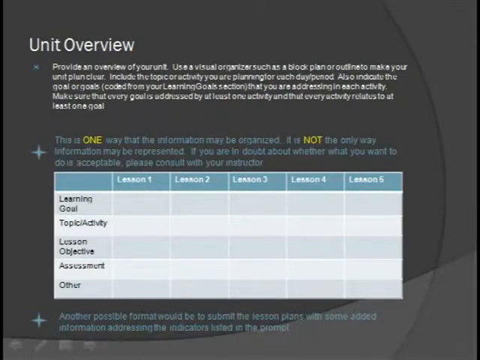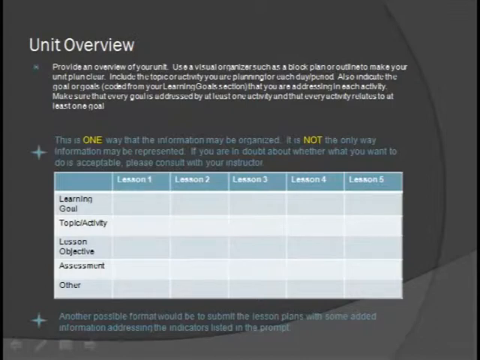All right, in the overview, the idea is to, once again, arrange things in a way that is visually clear. And if you look at this, it's not all that different from what you would find in a typical lesson planning book that you would find in most schools. Except it has the learning goals and the topics and activities and the lesson objective rather than the standards. The standards are not listed here.